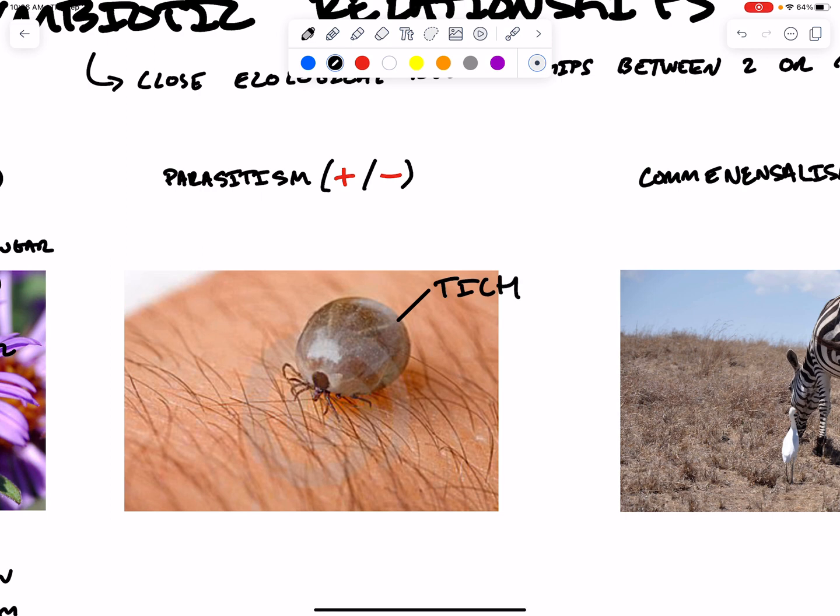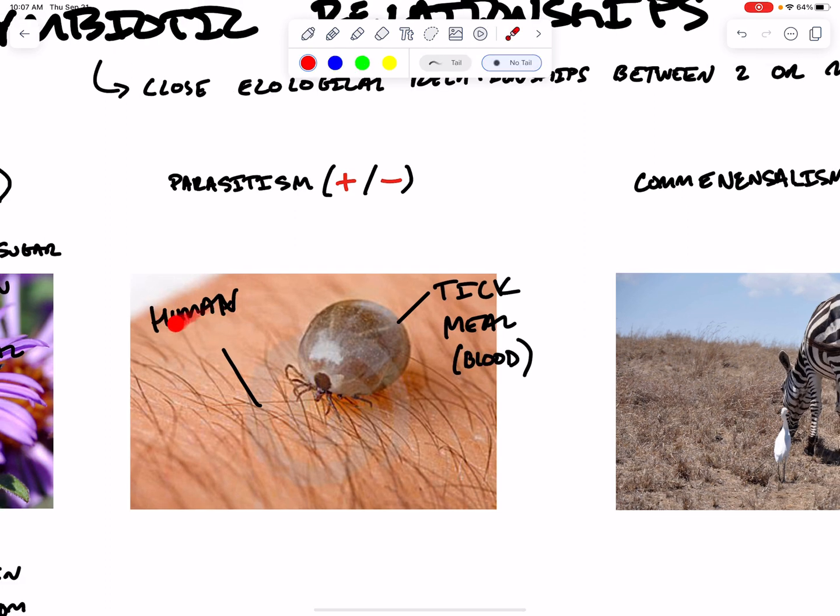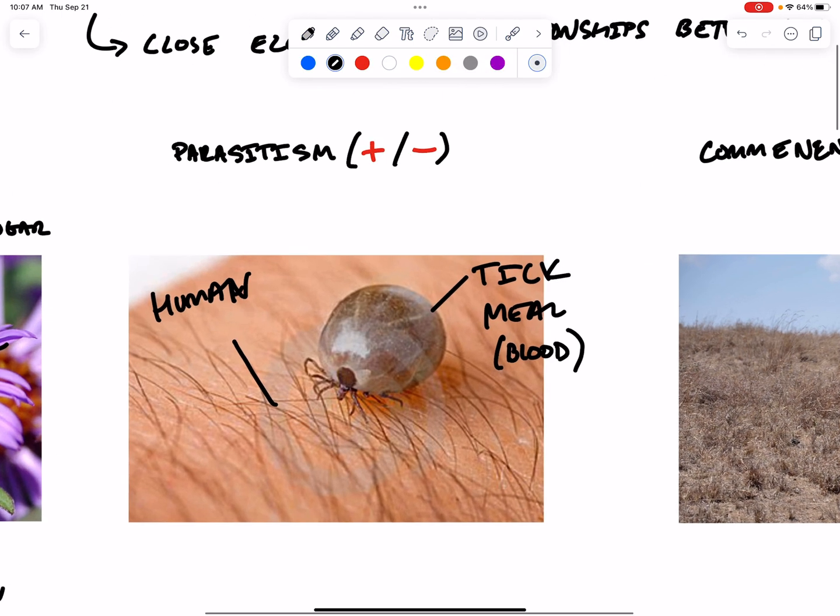This is a tick, T-I-C-K. This tick is totally engorged because it is full of blood from a blood meal from a human. So this is a positive interaction for the tick because it's getting a meal in the form of blood. But it's a negative interaction for the human because it's losing nutrients to the tick, just a very small amount of blood. But ticks are also carrying diseases.